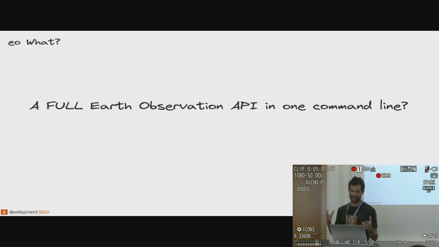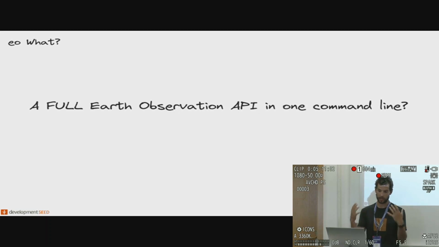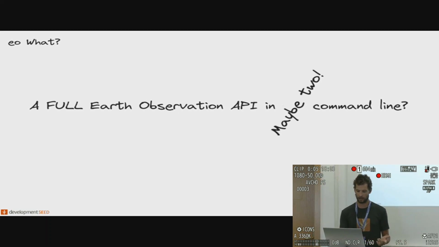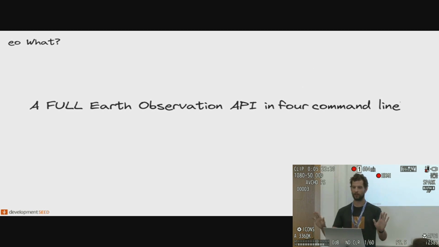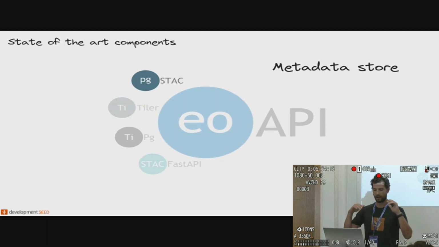So the idea of this project, eoAPI, which is an open source project that you can find on GitHub, the goal of the project was to try to answer a question: can you deploy your own full Earth observation API in one command line, or maybe two, maybe four, but not more than four, honestly. So this idea of eoAPI is providing tools and a set of commands that you can use to deploy your own full Earth observation API.